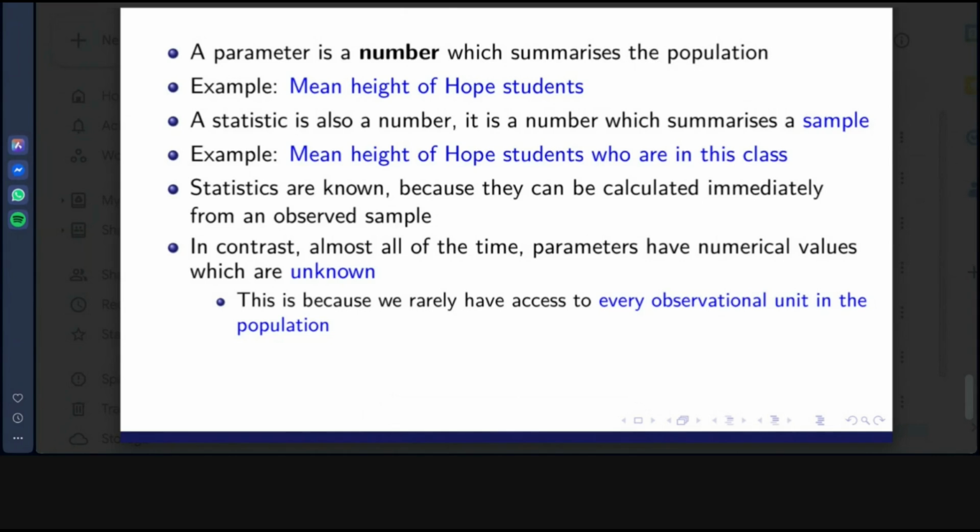Until you have access to every single Hope student, you cannot identify what the number is for the mean height of the population. All right? That doesn't stop it from being a number. It's still a number, but you just don't know what it is.